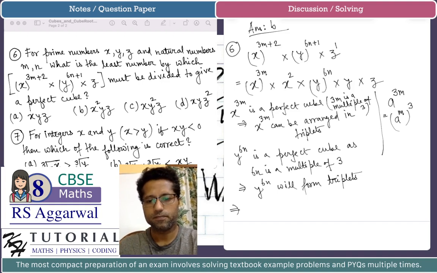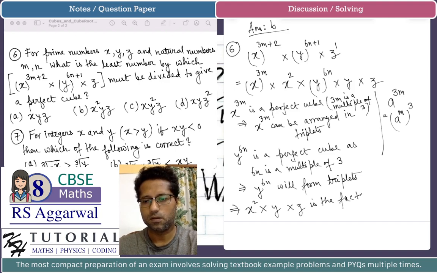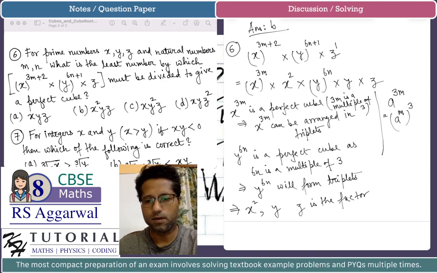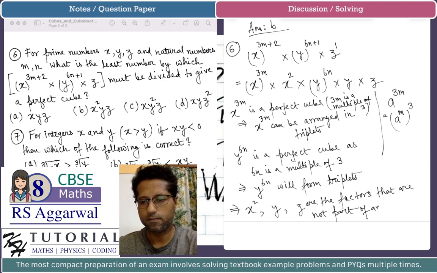So this implies x square multiplied by y multiplied by z is the factor, or rather x square, y, z are the factors that are not part of any triplet.